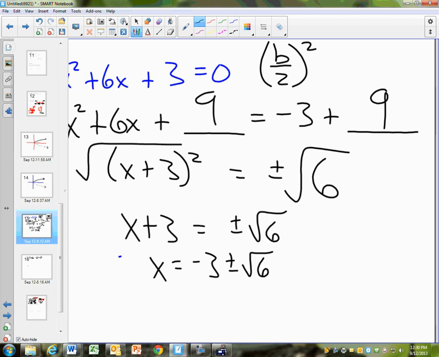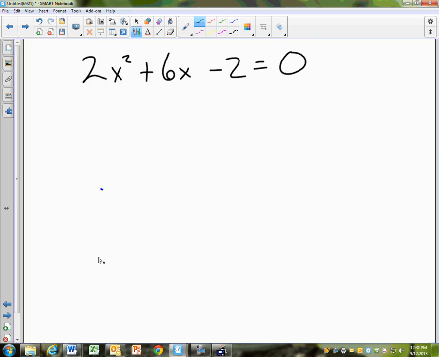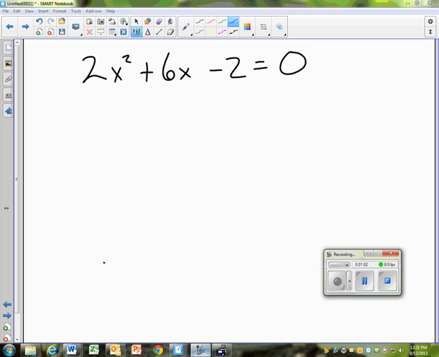Here's another one. This one's more difficult. Why don't you try this one? First step is you divide by 2. Okay, so I got you started. Go ahead and see if you can see that through. This one you end up with some fractions.